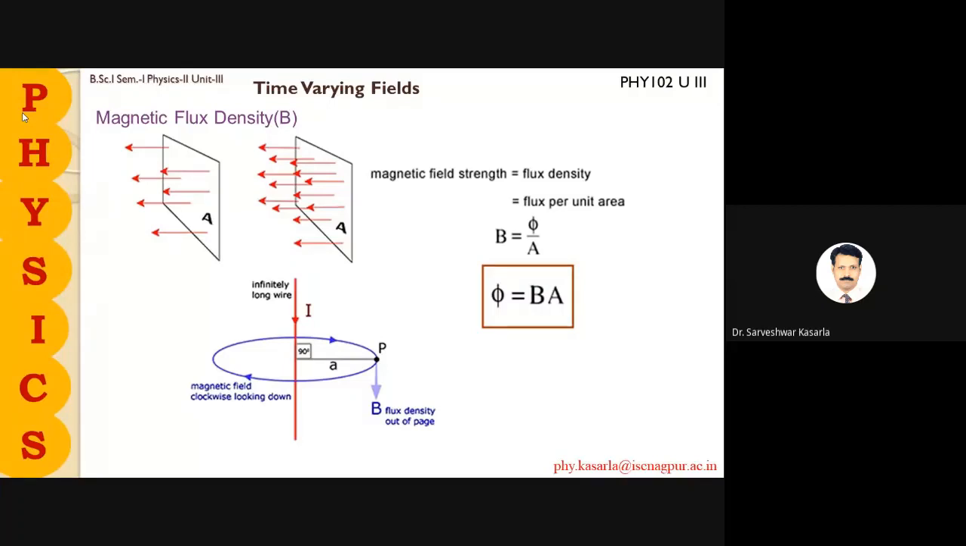As I said, B is equal to phi by A, so phi is equal to B into A. The diagram shows the magnetic flux crossing that area. Here the flux is small, because the number of lines crossing per unit area is small. Here the number of lines crossing per unit area is very large. If this wire is carrying current I, then at a distance, the flux will be out of page, and at this side the magnetic flux will be inside the page. So that is the magnitude and direction of the magnetic flux.